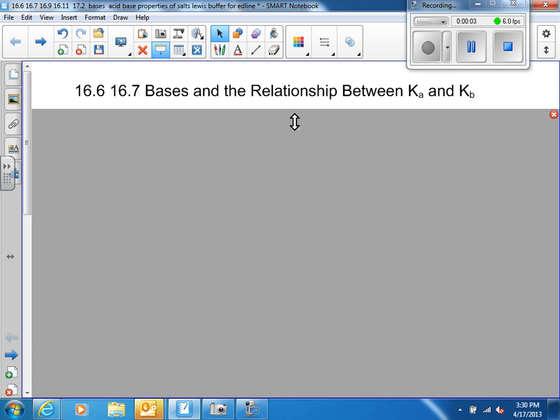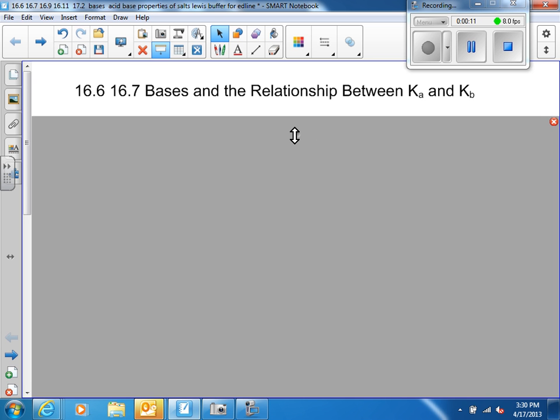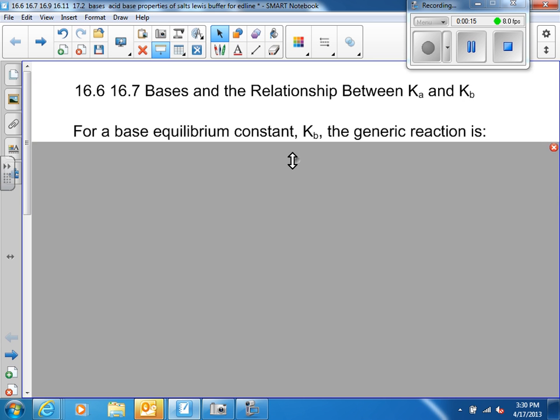Today we're going to learn about base equilibrium, that would be for weak bases, and the relationship between Ka and Kb and some other stuff too. We'll learn about buffers and acid-base properties of salts.